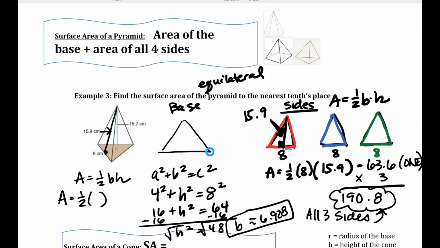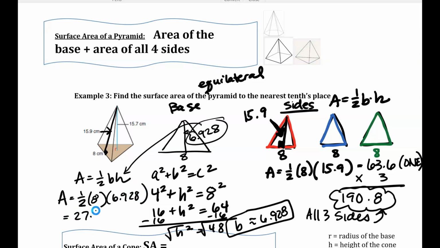So the bottom of my tent here has a base of 8 and a height of 6.928. So that's what I'm going to come over and use for this height. It's the height of that triangular bottom of the tent. So 1/2 times 8 times 6.928. And if I multiply that all out, I get 27.712 square centimeters. Okay. So that gives me my total for the bottom.